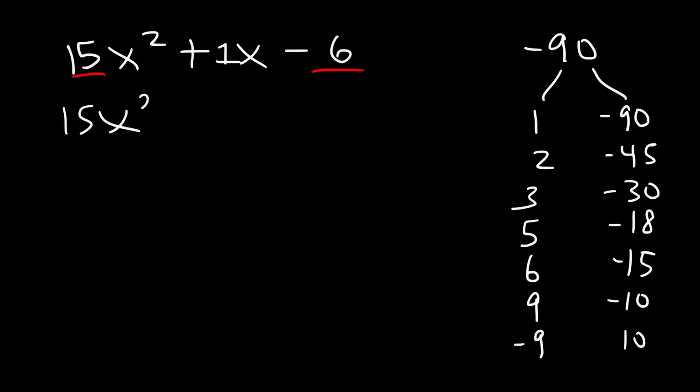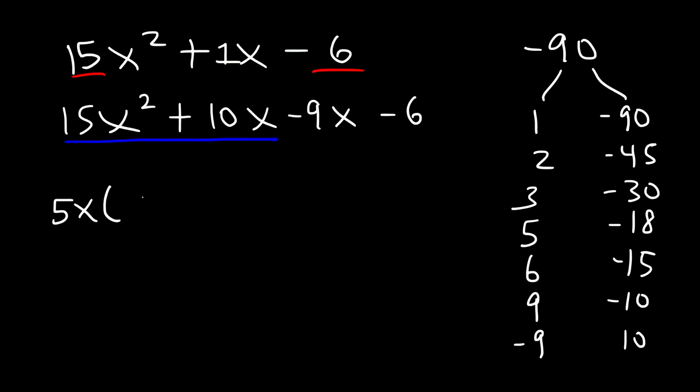So let's replace 1x with 10x and negative 9x. The order in which you place it doesn't matter. I just prefer to keep the 15 and the 10 because it's easy to take out a 5. So now let's factor by grouping. In the first two terms, let's take out 5x.